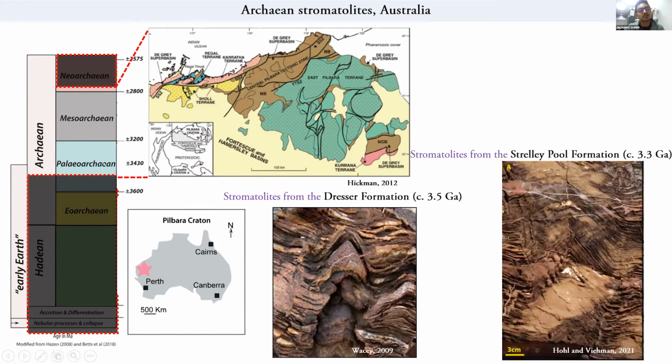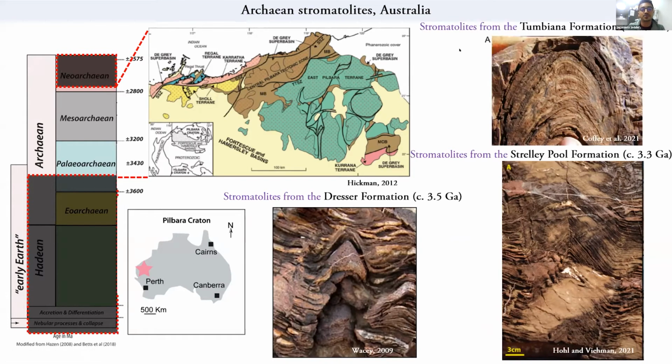If you move younger in the time scale and we look into the window from this Fellipool formation, we would come across some crinkly layered laminated structures that are also conical, and they are also stromatolites, and they are of 3.3 billion years in age. And if we move younger into the time period, we would come across the Tumbiani formation from the Fortescue group, which are of 2.7, and these are very diverse examples of stromatolites coming from the early Earth during the Archean.